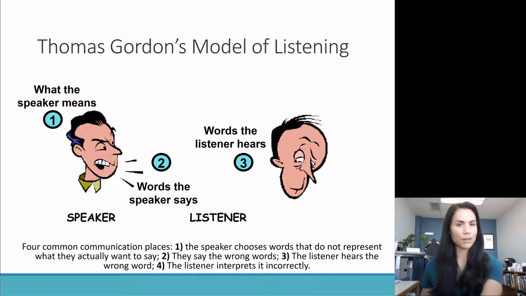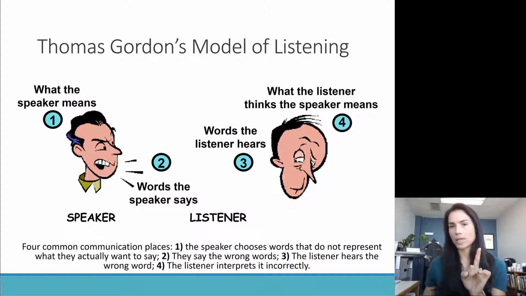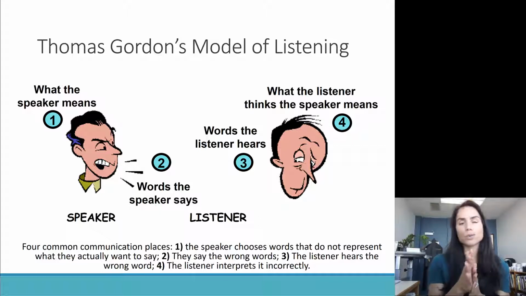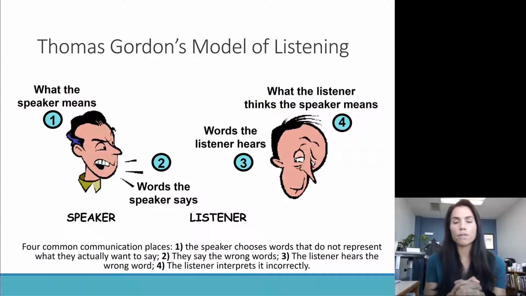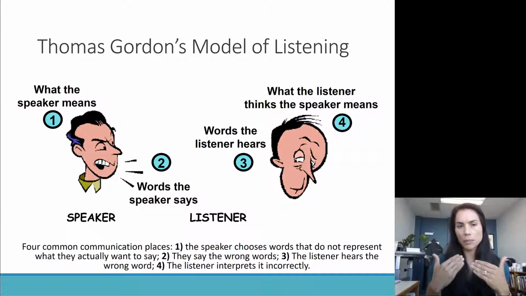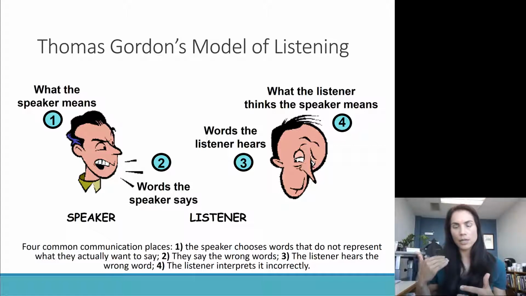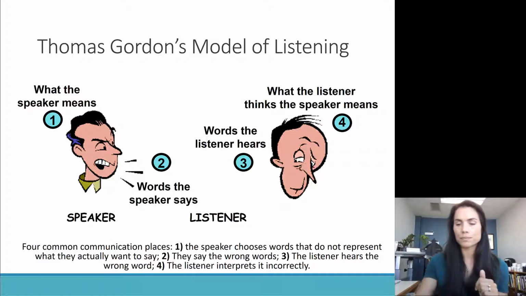Third place that it can go wrong is the words that the listener hears. And the fourth place that it can go wrong is how it's interpreted. So these are 4 things that can go wrong based on Thomas Gordon's model of listening in communication. And that's important for us to recognize that it's kind of equally distributed not only between the person who is speaking, but the person who is listening. So as the person who's speaking, as the coach, it's important that we understand this and that we can use things like reflective listening to help this communication between our clients and ourselves be improved.